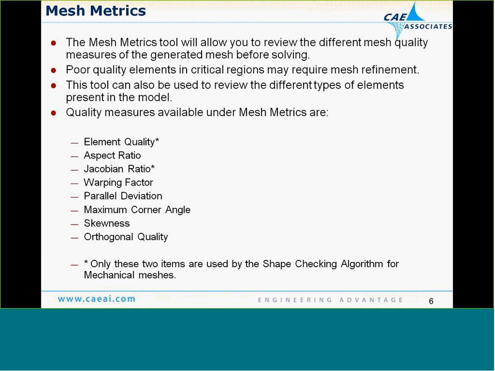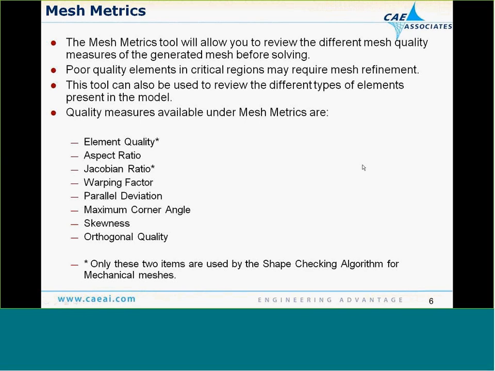So the mesh metrics tool allows you to review all the different mesh quality measures of the generated mesh before solving. You don't want to submit a run and find out that your mesh had pretty poor elements in a critical region and then have to change the mesh and rerun it. We can also use this tool to see the different element types in the model. In a 3D model, you might have tets and bricks and pyramids, etc., and you want to look at them separately. We can do that using this mesh metrics tool as well.